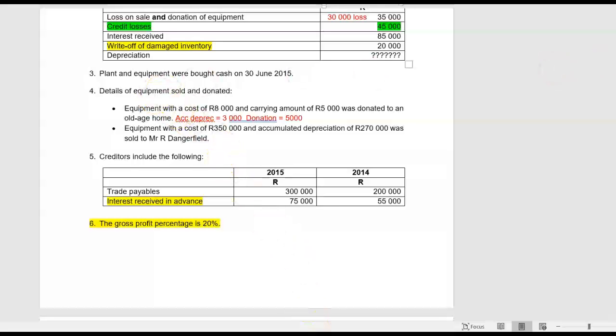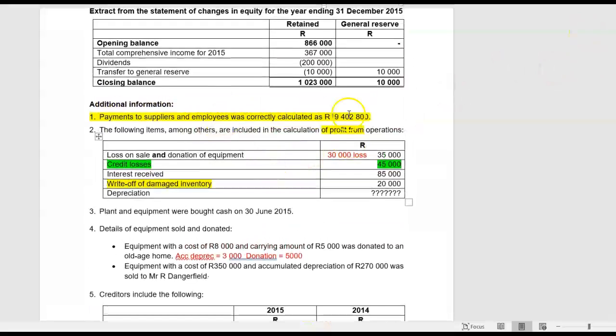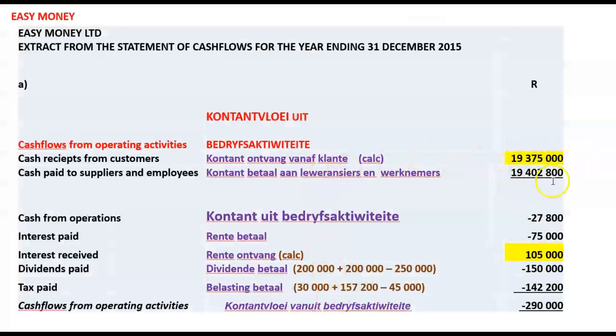Cash paid to employees and suppliers was correctly calculated, 19,402,800. So we're going to park that directly, 19,402,800, and that cash from operations then is the difference between the two of 27,800.